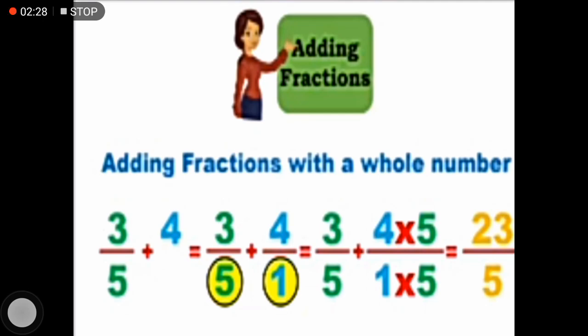So 3 over 5 multiplied by 1 will give you 3 over 5, but 4 into 5 will give you 20. So 20 plus 3 in the numerator will give you 23. In the denominator you have 5. Both the numbers are 5, so we are going to write them only once. So this is the way to perform addition.